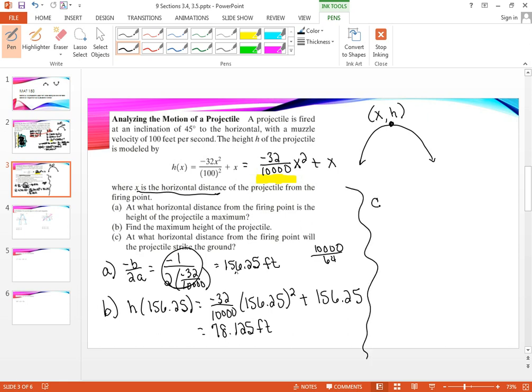So C. At what horizontal distance from the firing point will the projectile strike the ground? Okay, so it started on the ground, right? It started on the ground, it goes up, and at some point it's going to hit the ground again. They want us to find out that other point. So it's the x-intercept, right? It's when the height is 0. So substitute 0 in for the h. Okay.